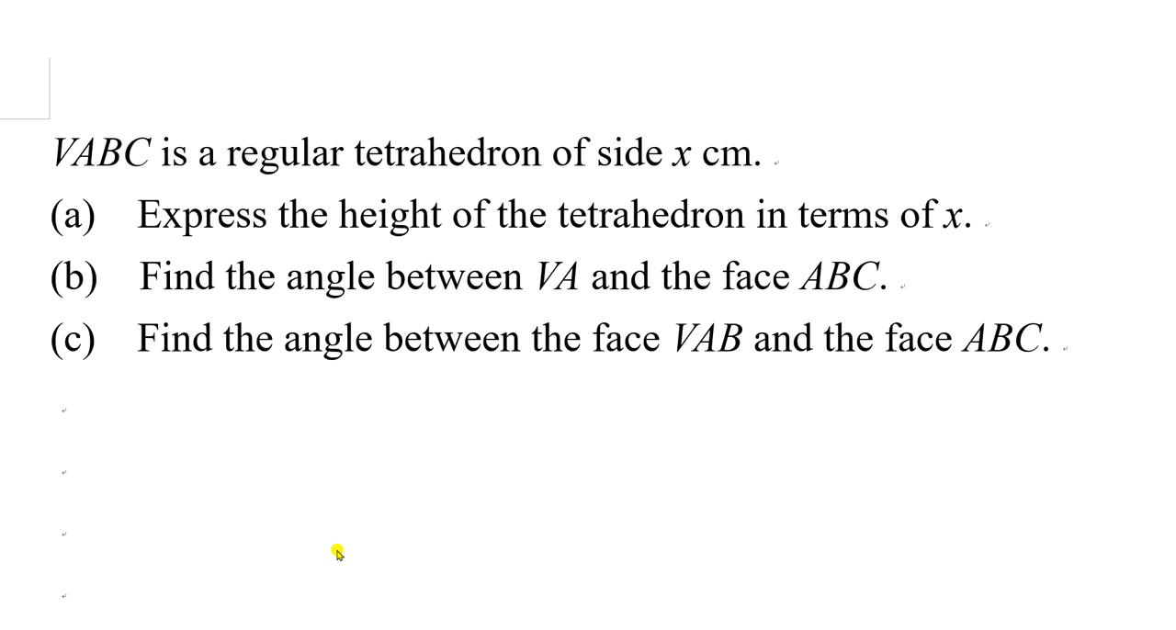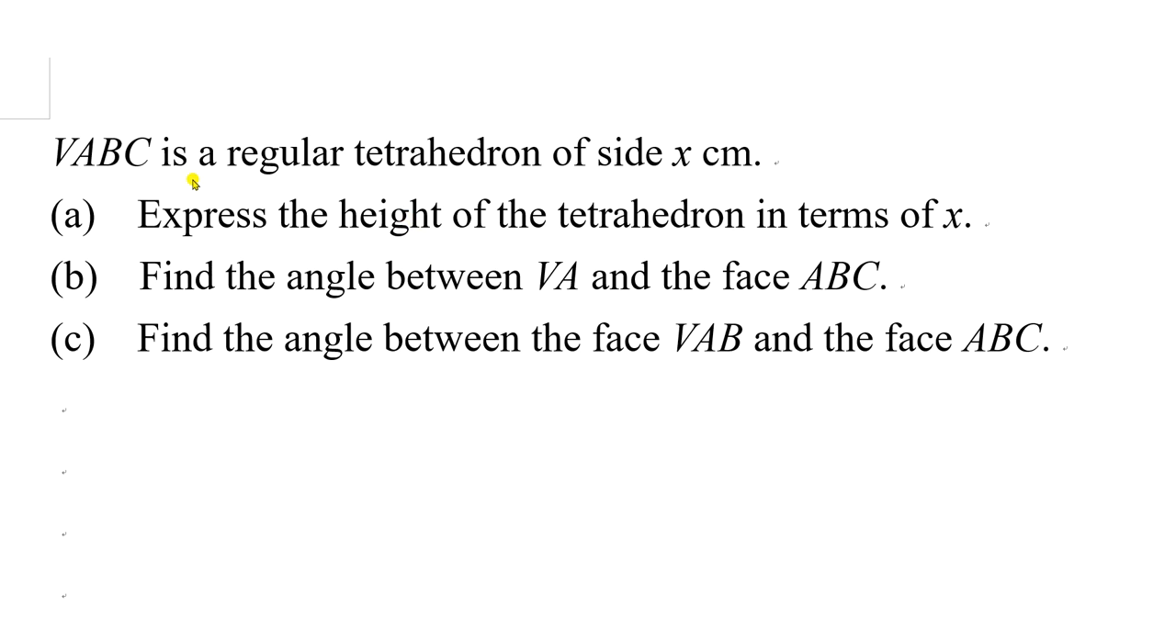Okay, here's the question. VABC is a regular tetrahedron of side x cm. Part A. Express the height of the tetrahedron in terms of x. B. Find the angle between VA and the face ABC. And C. Find the angle between the face VAB and the face ABC.